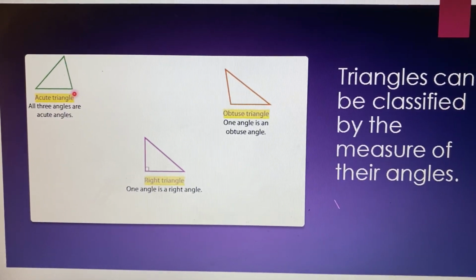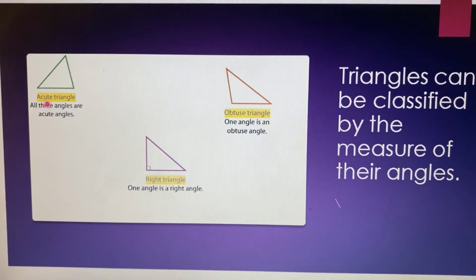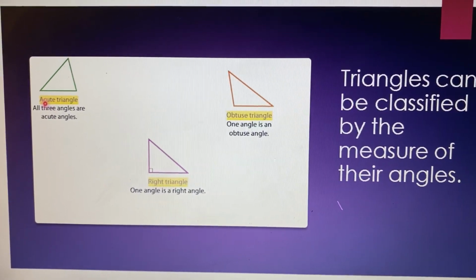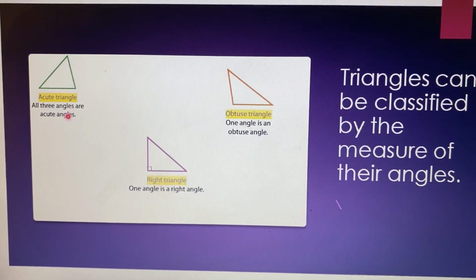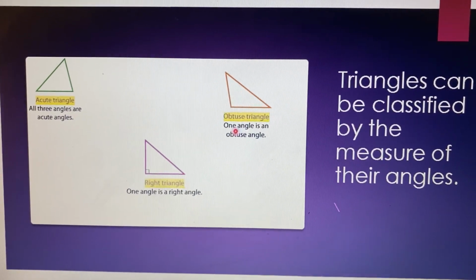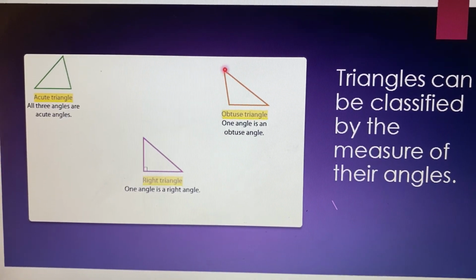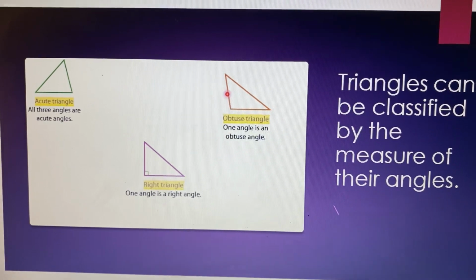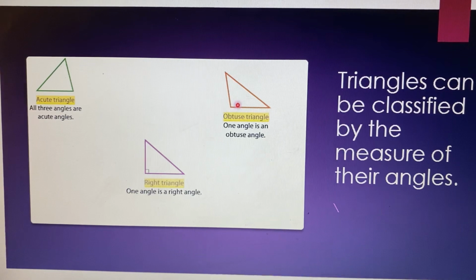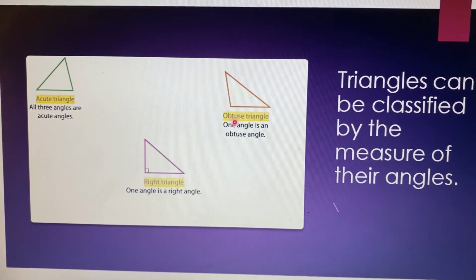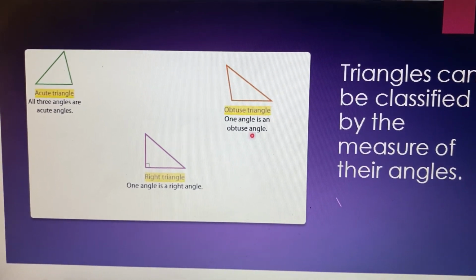So look here, look at all the angles. Three of them are acute, so we call it an acute triangle. All three angles are acute angles. Now look at this triangle. Both of these angles are acute angles, but this one is obtuse, more than 90. So we call it an obtuse triangle. One angle is an obtuse angle.